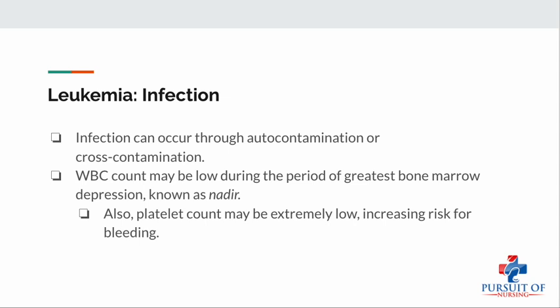So, in a patient with leukemia, infection most often occurs on the skin, the respiratory tract, or the GI tract. It can occur through auto-contamination or cross-contamination. And know that the white blood cell count will be low during the period of greatest bone marrow depression, which is known as nadir. Also, the platelet count will be extremely low, resulting in an increased risk for bleeding. So, in an immunosuppressed patient, infection is a major cause of death. So, monitoring for signs and symptoms of infection and trying to prevent infection is very important.